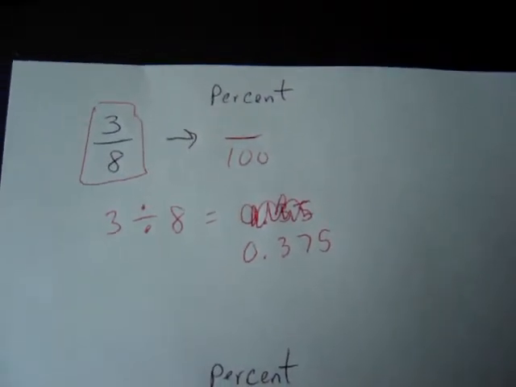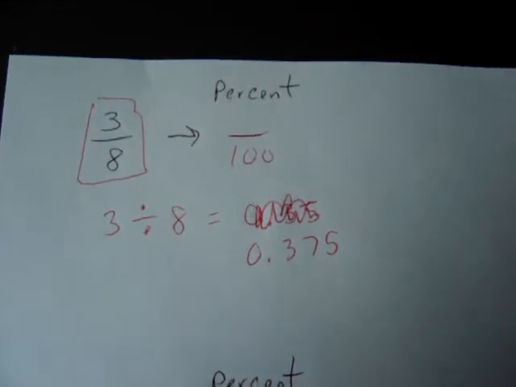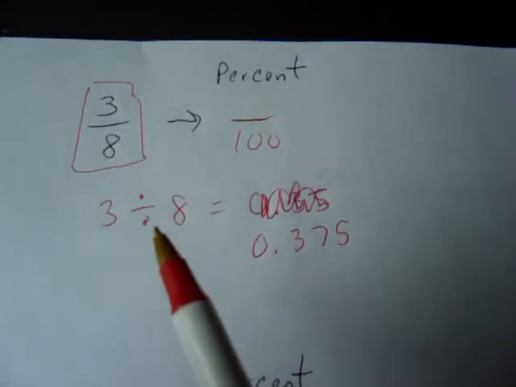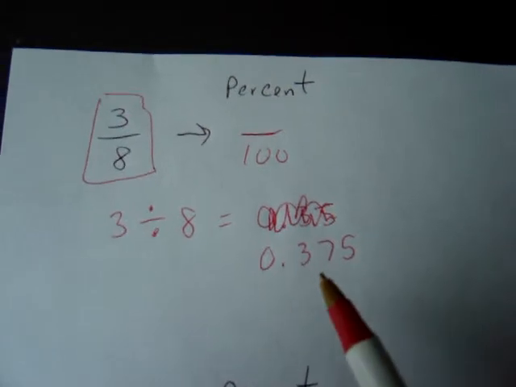Anybody who works with building or measuring a lot, this is a fairly common one because it's an amount of eighths which we use on the ruler for measuring and on tape measures very commonly. So we have 3/8, 3 divided by 8, we turned it into a decimal.